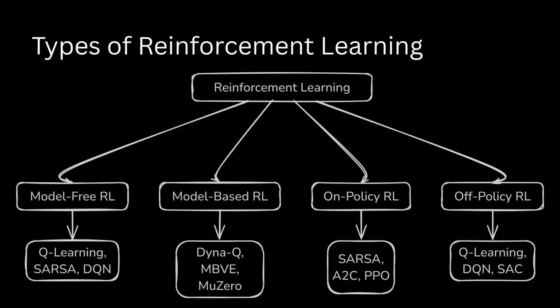On-policy RL. With on-policy RL, the agent learns and improves its policy based on the actions it actually takes. The agent directly evaluates the policy it uses for selecting actions. Off-policy RL. In off-policy RL, the agent learns from actions that may be different from the ones it's currently taking. For example, it can learn from past experiences stored in a memory buffer. This approach is widely used in algorithms like Q-learning.